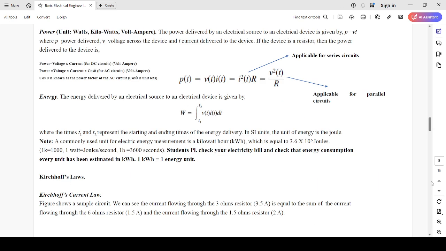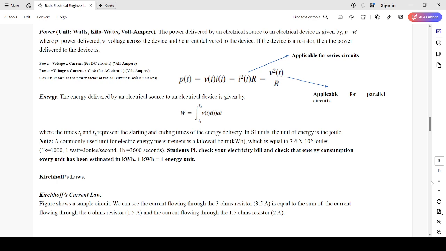Then over to the next one, that is, what is power. In electrical engineering, students, I will be discussing with you that there are three types of power. The unit of power is watts, which we always know is joules per second. The power delivered by an electrical source to an electrical device is estimated by the formula V into I, where V is the voltage developed between the two terminals and I is the current flowing through the electric wire.